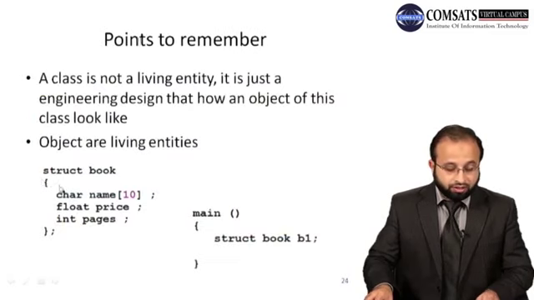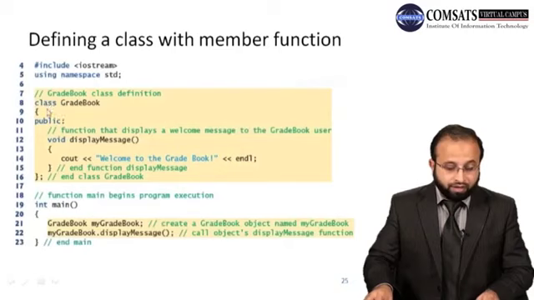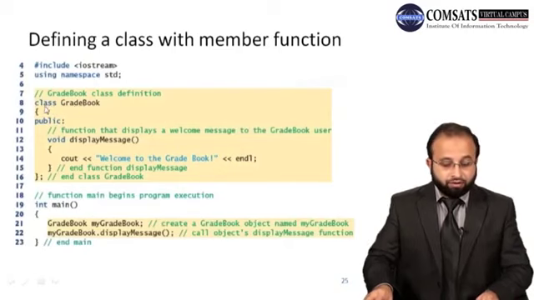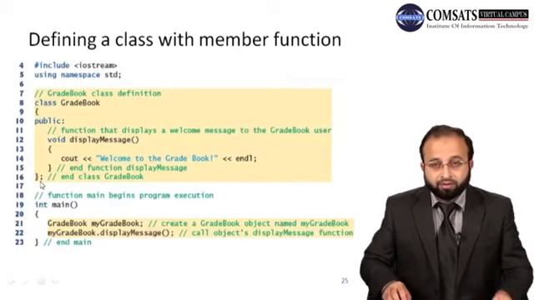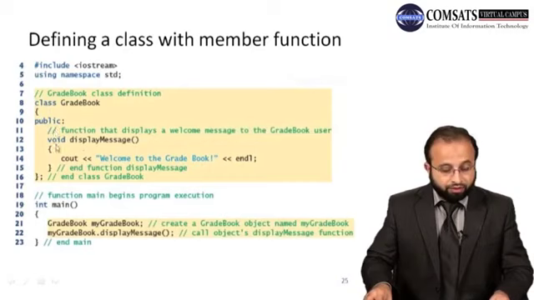If you see the structure, struct is the keyword, then we have the name of the structure, and then there is the opening bracket and closing bracket. Same here, we have a class keyword, the name of the class, and then we have the opening bracket, and this is the closing bracket followed by a semicolon. Now there is one function. We will see what is public.